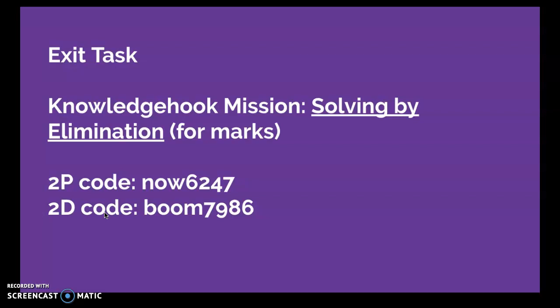So once you are feeling good with those practice problems, your exit task for today is a Knowledge Hook mission. So if you go on your Knowledge Hook site, pick the solving by elimination mission. There's 3 questions and they are for marks. This is how I'm marking you during this.